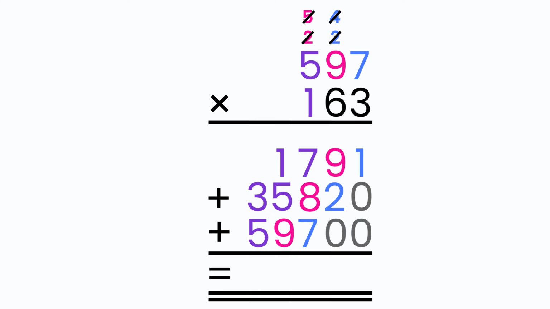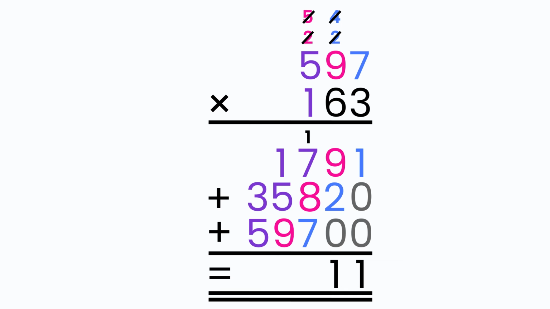1 plus 0 equals 1. 9 plus 2 is 11. 11 plus 0 equals 11. Put 1 under the line and carry the 1.